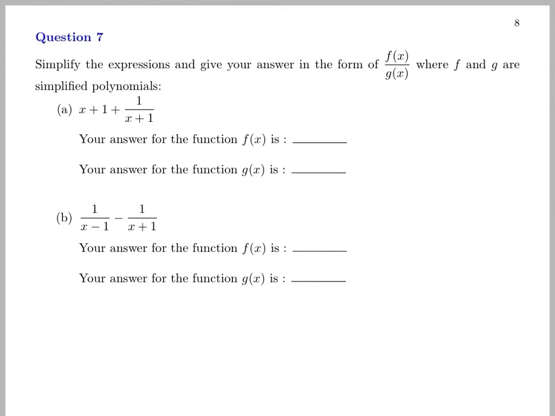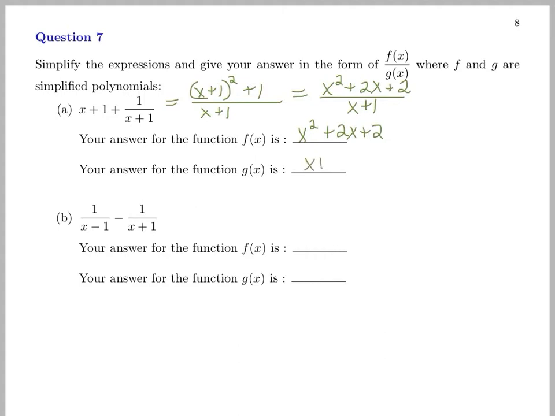So the first one, we have to set over a common denominator of x plus 1. So we're going to write (x plus 1) squared over x plus 1, plus 1. So that's going to be x squared plus 2x plus 1, and then plus another 1, so plus 2 over x plus 1. So the numerator is x squared plus 2x plus 2, and the denominator is x plus 1.